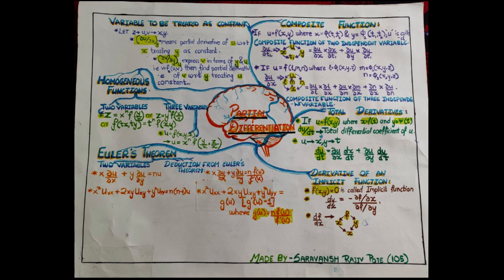Partial differentiation is used to differentiate mathematical formulas having more than one variable in them. Partial differentiation is used for finding minima and maxima of optimization problems.